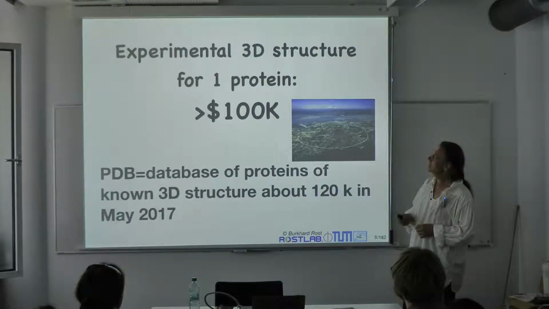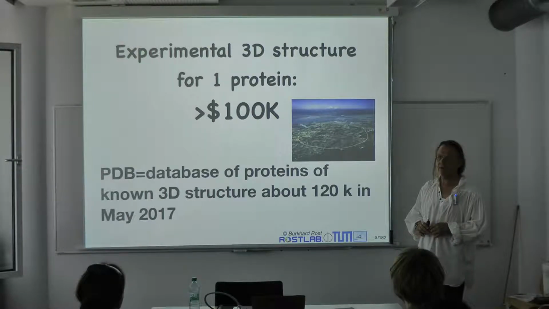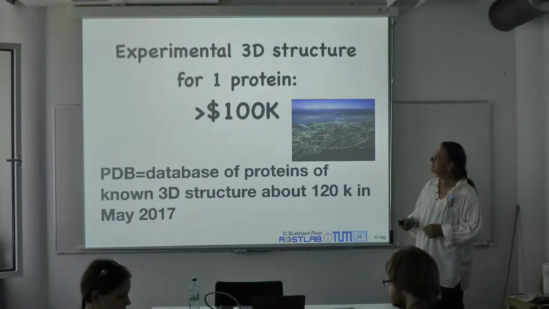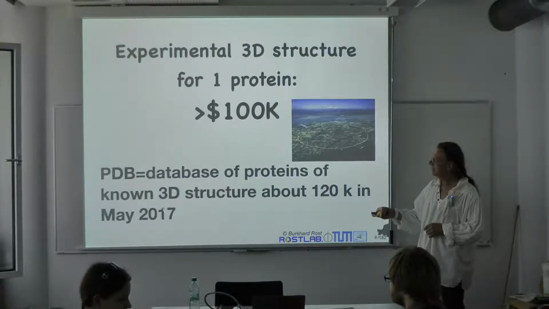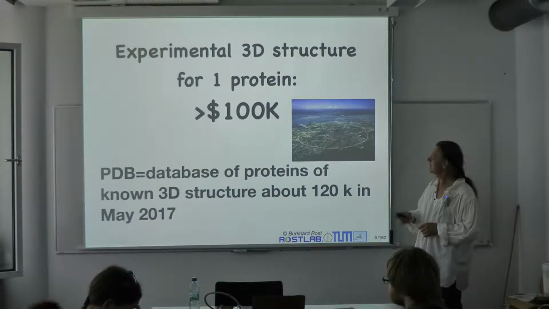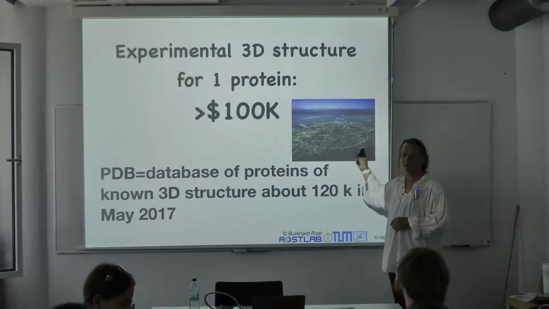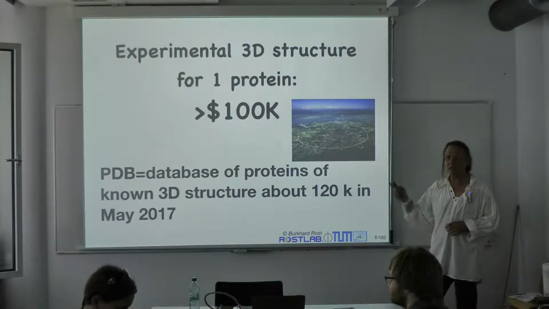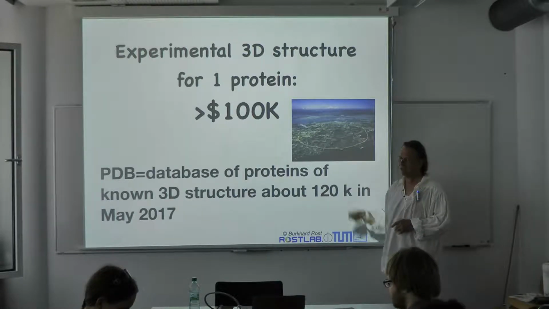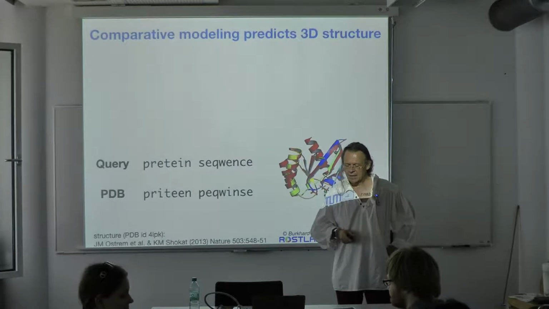Experimentally determining a three-dimensional structure for a protein takes over $100,000, sometimes much over it, so it can be $1 million, but many take in that ballpark. Today in the PDB we have about 120,000. Most of those come from X-ray crystallography. X-ray crystallography, shown here in CERN, is done by very large X-ray beams, here spanning over 5 kilometers.